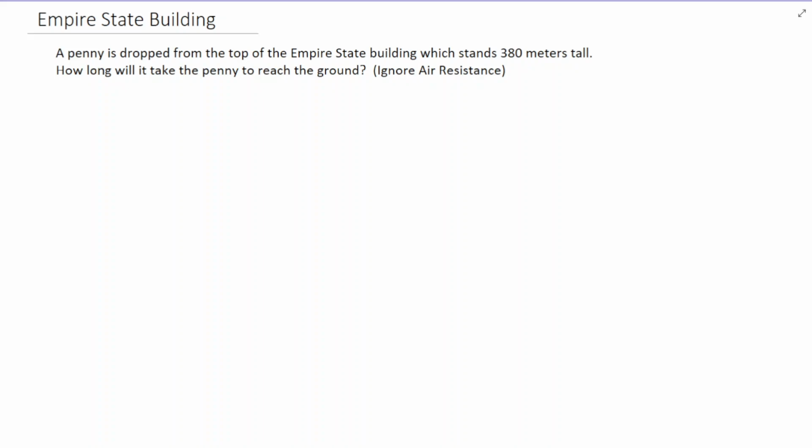In this problem, we have a penny dropped from the top of the Empire State Building, which stands 380 meters tall. The question asks, how long will it take the penny to reach the ground? Let's start with drawing a picture.